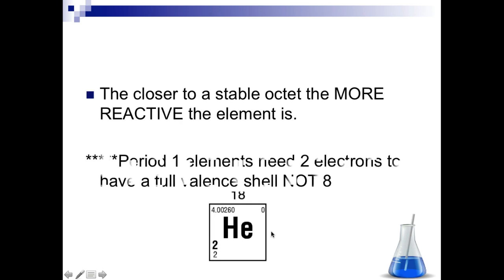So hydrogen and helium behave a little differently. So the closer to a stable octet the element has, the more reactive the element is. Hydrogen and helium are different because they're in period 1. And in period 1, they only need to have 2 electrons to have a full valence shell, not 8. So 2 valence electrons in 1 shell. Helium is full, it's stable, non-reactive.